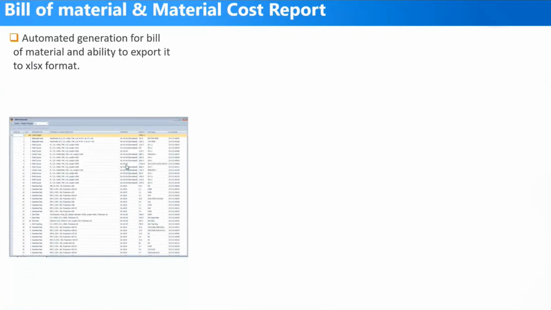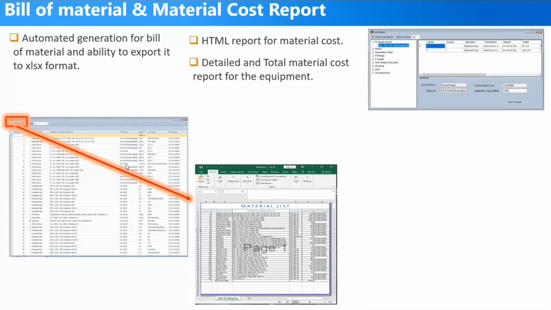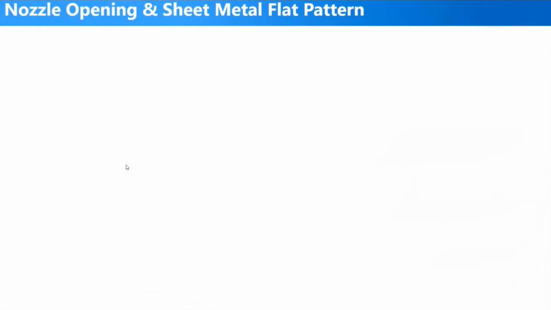You can export your bill of material. You will generate a detailed bill of material for your equipment, and you can export this bill of material in Excel format. So if any other department in your company, or some of your colleagues, need a bill of material in Excel format, you can send it to them to proceed with another process. You can generate an estimated material cost report for your equipment.